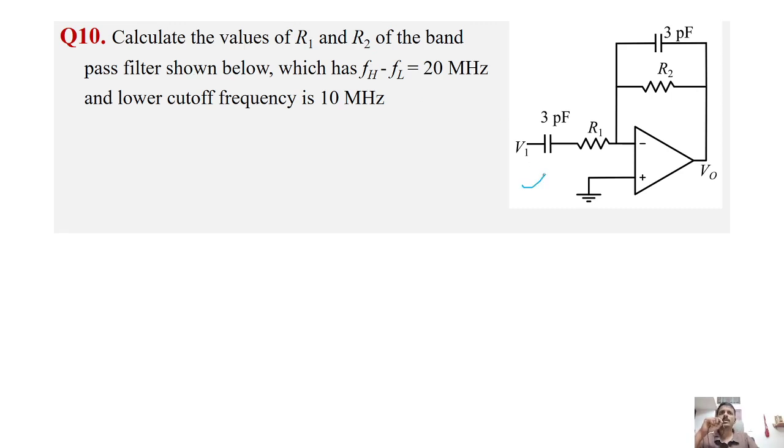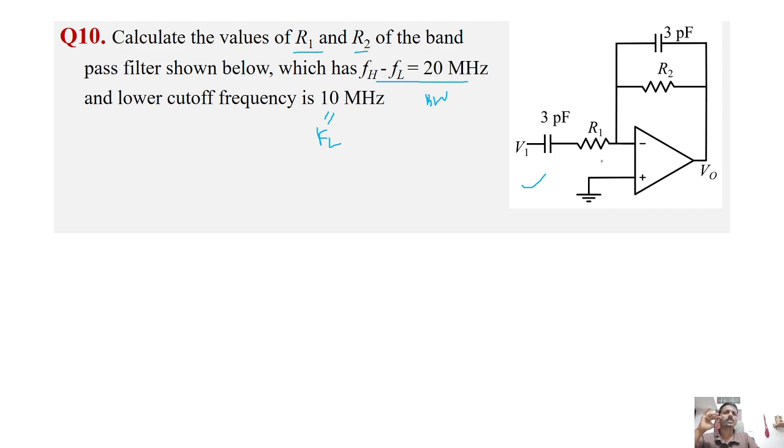So this is the bandpass filter, which has FH minus FL. FH minus FL is the higher frequency minus the lower frequency, so it's actually the bandwidth. Bandwidth equal to 20 megahertz, and the lower cutoff frequency is 10 megahertz, which is FL, right? FL is the lower cutoff frequency. So what we need to find is the value of R1 and R2.